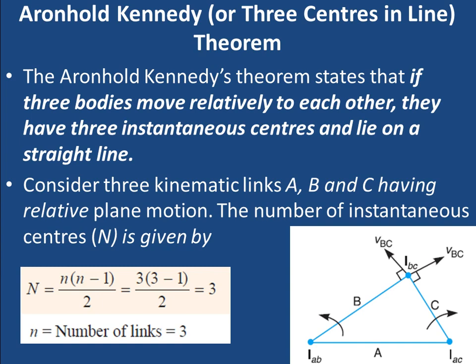So they have discussed the theorem like this: if three bodies move relative to each other, they have 3 instantaneous centers and lie on a straight line. You can see at the intersection of these links, automatically you get A and B, here IAB, A and C you get IAC, and the B and C combination you get IBC.